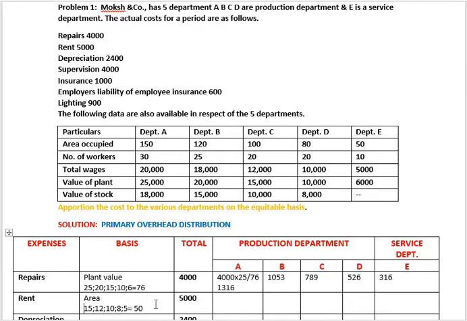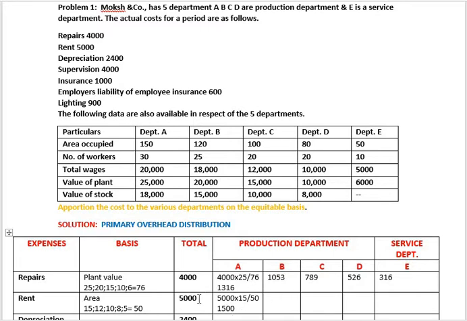Now distribute this 5,000 using this ratio. So 5,000 into, so first department A occupies 150 square feet. So 5,000 into 15 divided by total is 50. So you will get 1,500. So rent of production department A is 1,500. See, total rent is 5,000, but the rent belongs to the production department A is 1,500.